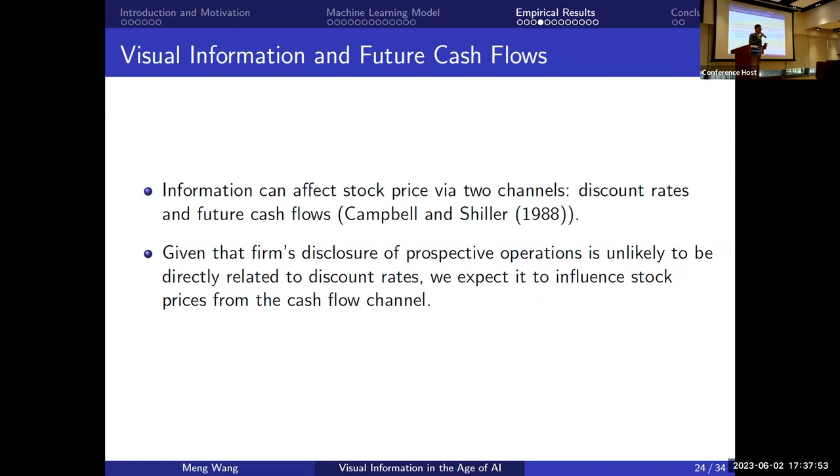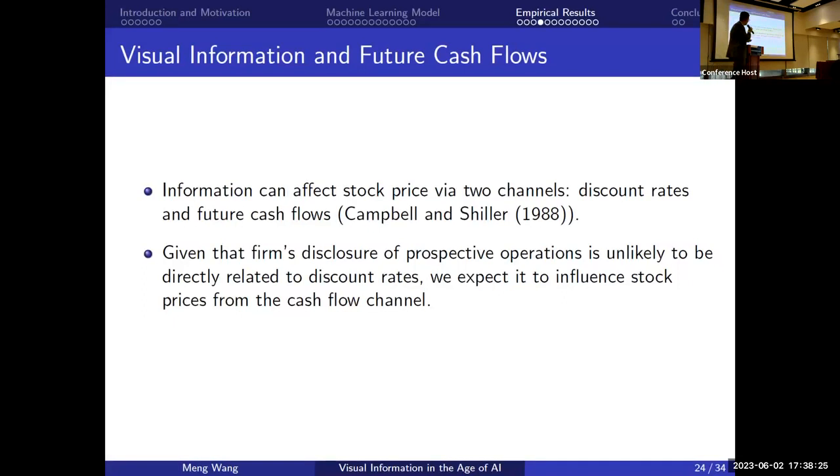Next, we also explore whether visual information is related to the firm's cash flows in the long run. We know that information can affect stock prices through two channels: the discount rates and the future cash flows. Given that a firm's disclosure of prospective operations is unlikely to be directly related to discount rates, we expect it to influence stock prices through the cash flow channel.